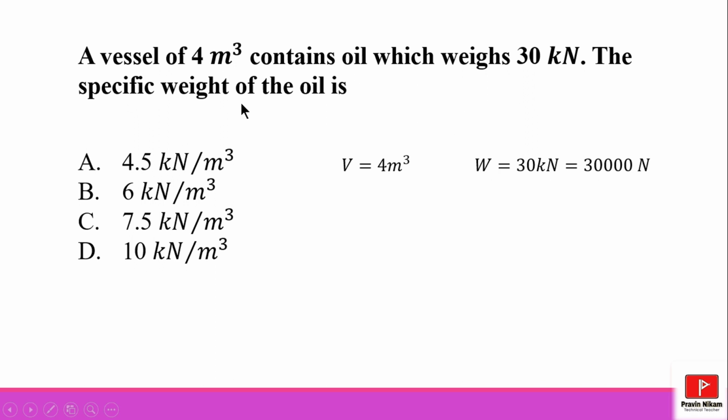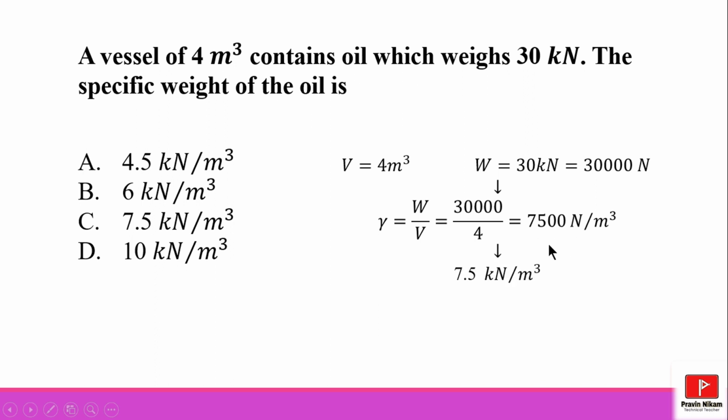Now we know the specific weight, means gamma, is equal to W divided by V. Gamma is equal to W by V. So W is 30,000 and V is 4. So 30,000 divided by 4, you will get 7500 Newton per meter cube. Now these units are in kilonewton. So convert this value to kilonewton per meter cube. For that divide by 1000. So 7500 divided by 1000, you will get 7.5 kilonewton per meter cube. So the correct option is C. C is the correct answer.